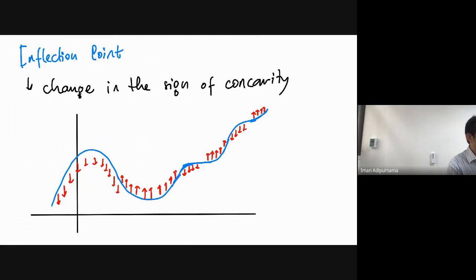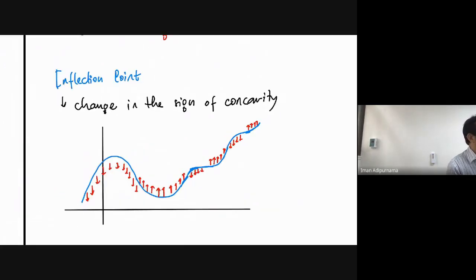Okay. So I hope you get the idea of the definitions from the graph. Where the concavity changes from upwards to downwards, or respectively from downwards to upwards, we call that point the inflection point. So we have this in this and this, maybe here, also here it's an inflection point.